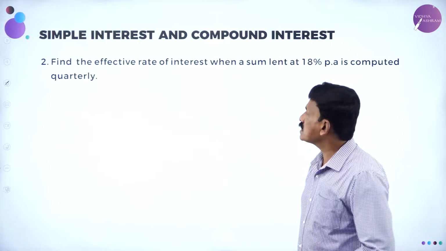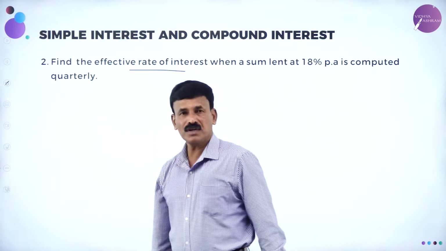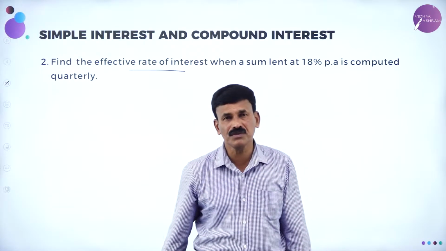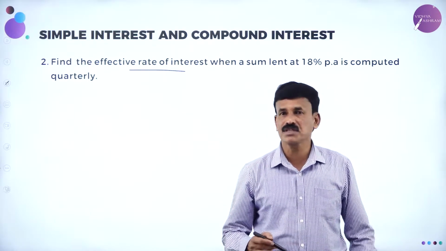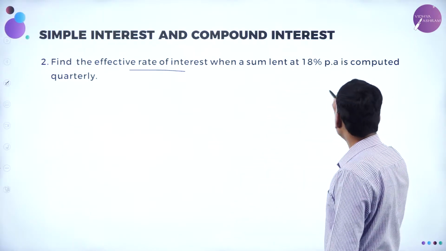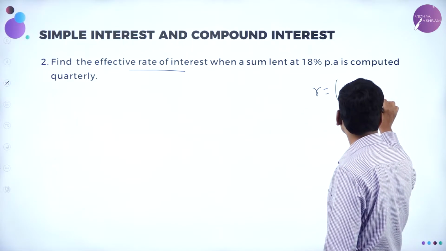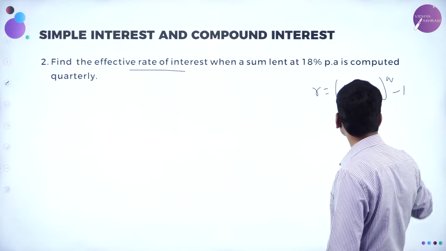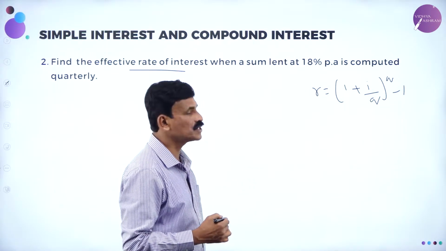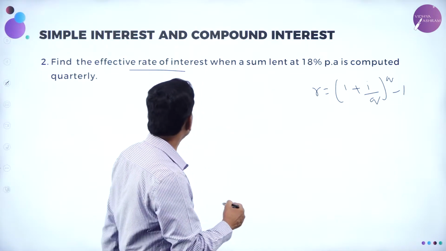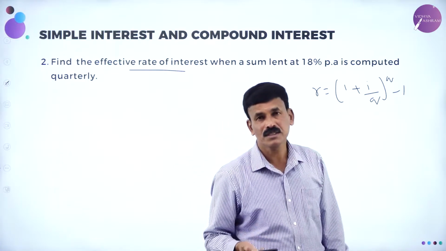Now let us discuss the problems based on effective rate of interest. To find the effective rate of interest, what is the formula we are going to use? The very important formula used to find the effective rate of interest is R is equal to (1 plus I divided by Q) whole to the power of Q, minus 1. The effective rate of interest can be calculated quarterly, half yearly or yearly.